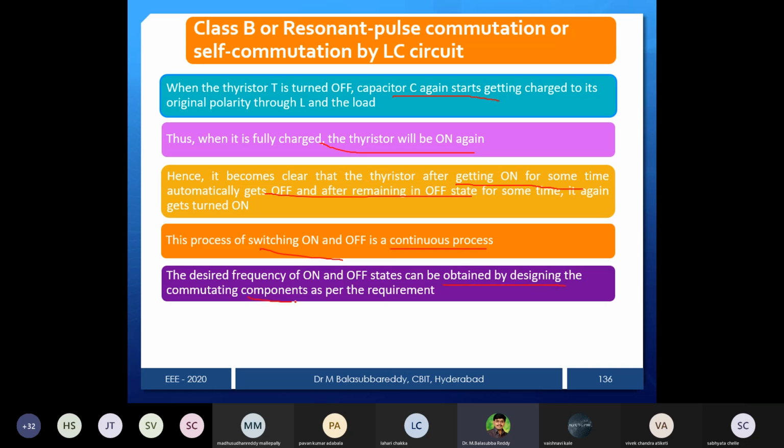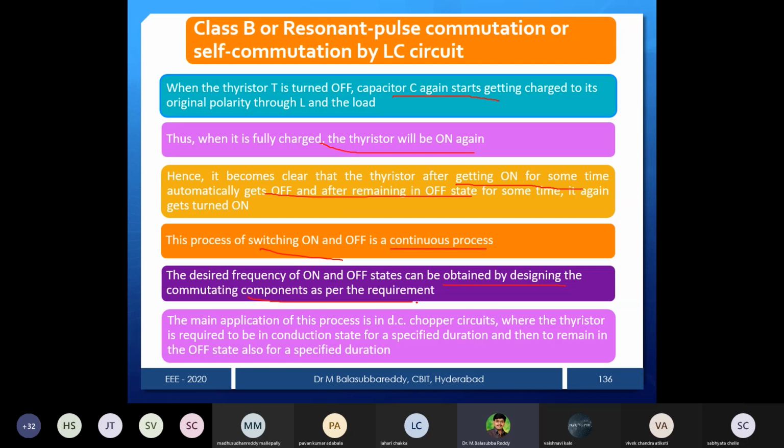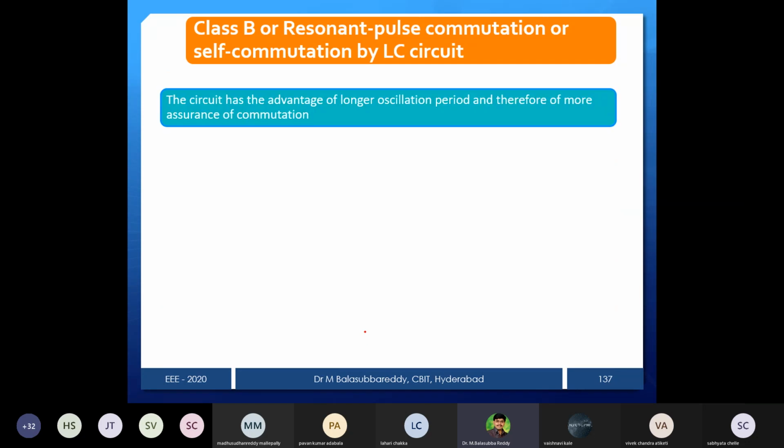Designing the commutating components as per our requirement. What are the commutating components here? L and C, so that we have to find. The main application of this process is a DC chopper, whereas Class A is used in a series inverter, and this will be used in a DC chopper.